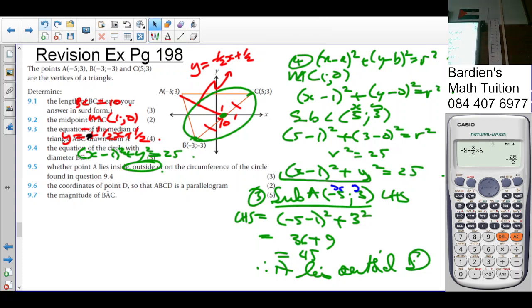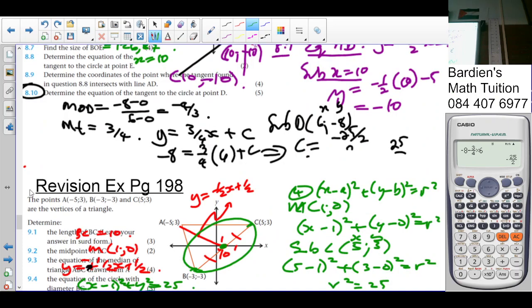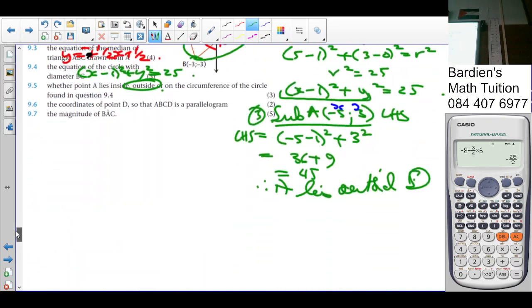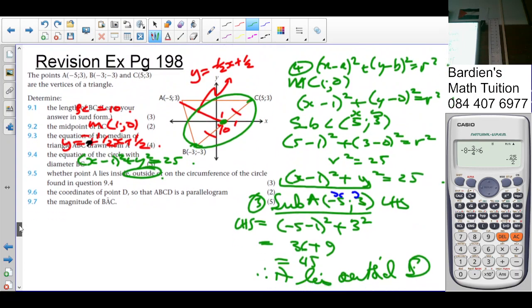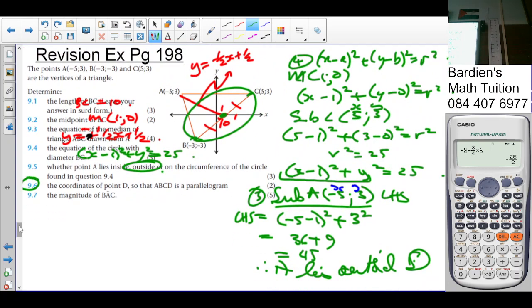So remember, they gave you now one where it's lying on the circle, and they gave you one where it's lying outside. Last question. No, second last. 9.6. The question says the coordinates of D, so that A, B, C, D. Also a very important question here. They want you to work out D so that this shape can be a parallelogram.